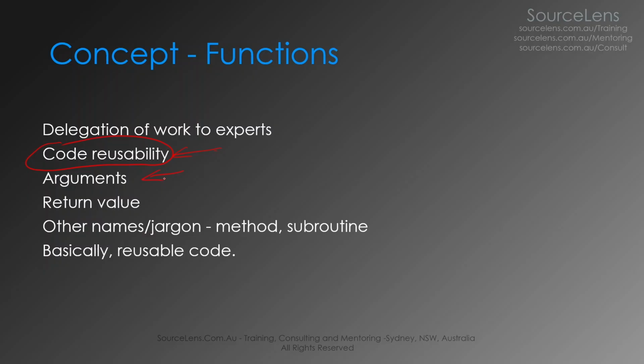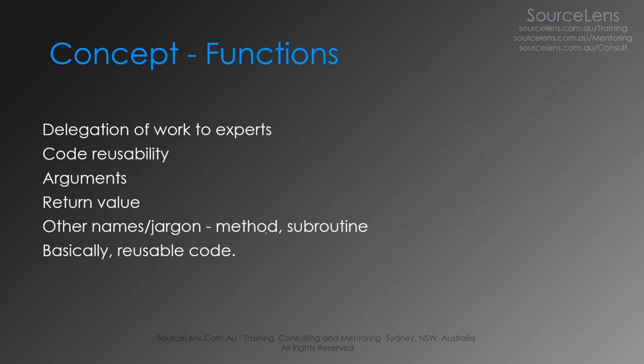We have seen arguments passed into the function as values. You can have any number of arguments, including 0 arguments. Arguments can have default values, etc. We will see that hopefully in future. Return value, which is the output. So arguments are input, and return value is output.